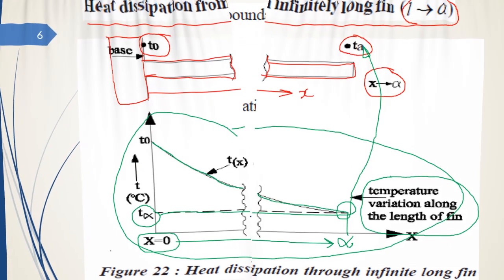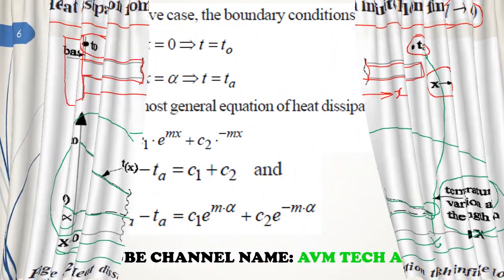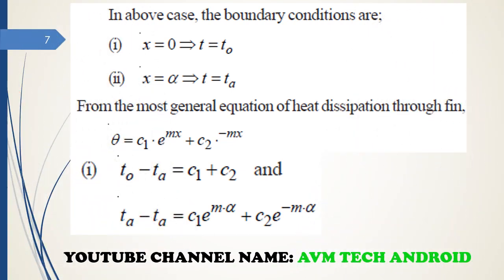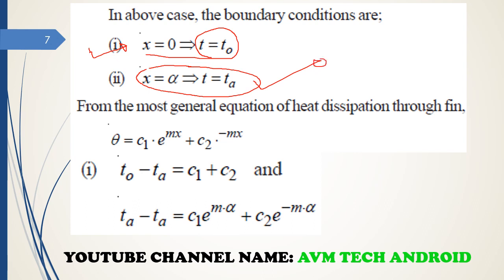So the boundary conditions were known to us. The first boundary condition was very clear: when x equals 0, the temperature is equal to the base temperature. Now we are doing all this exercise for the second boundary condition. The second boundary condition is when x equals infinite, the temperature is equal to the ambient temperature, or air temperature, or surrounding fluid temperature.